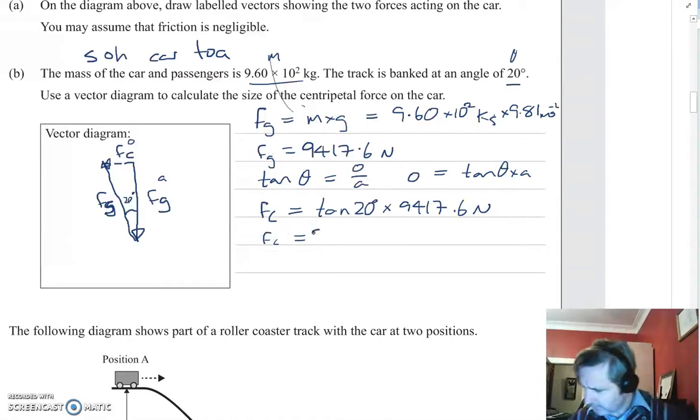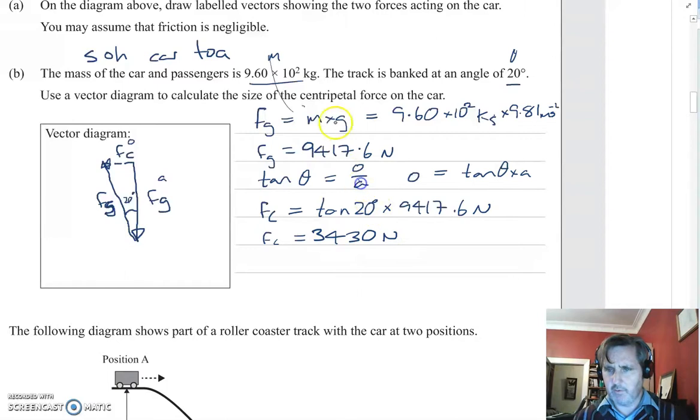Our answer is 3,430 newtons if I round it to 3 significant figures, which I will do in this case, because if I disregard the 20 degrees, I've got 3 significant figures in my gravity value as well, sorry, my acceleration due to gravity. Okay, so that's the first part done.